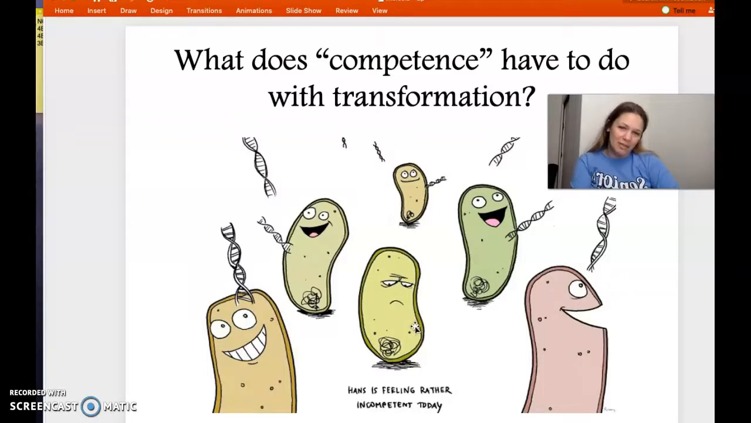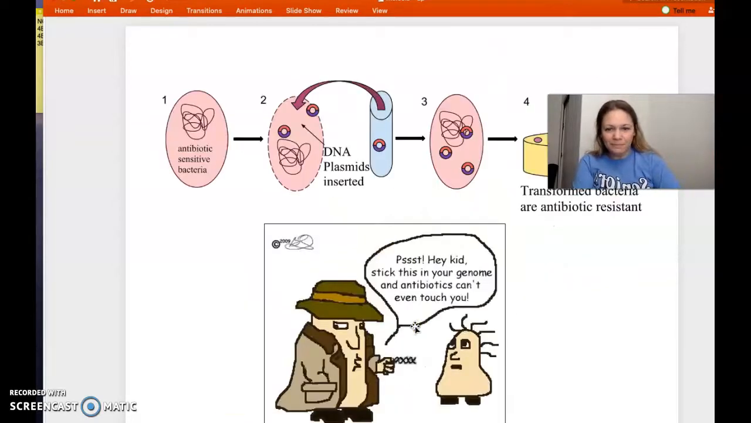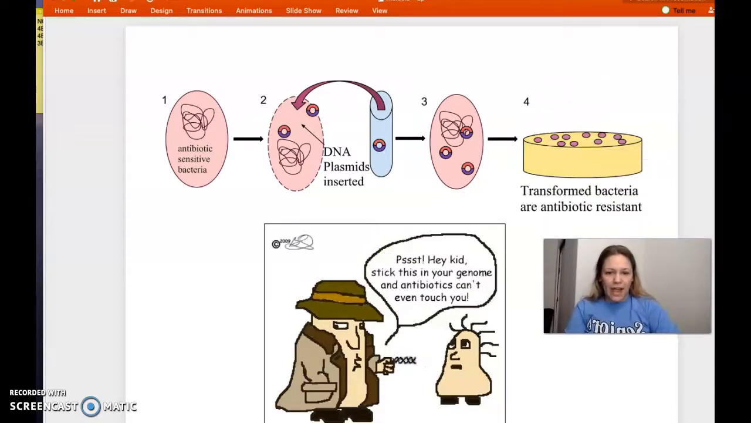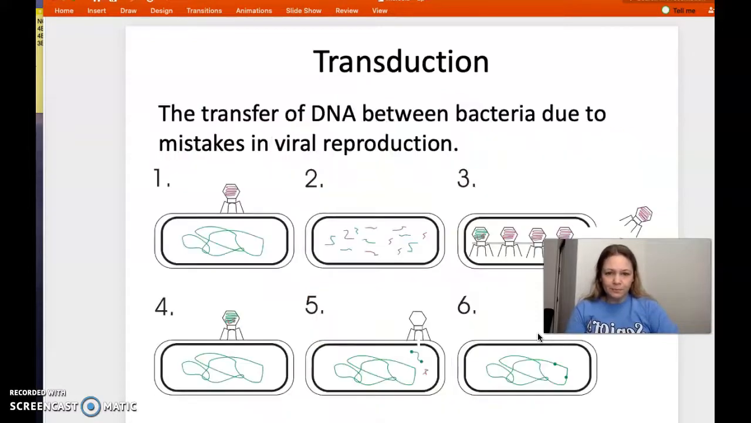This guy is incompetent because he's not taking up DNA. Okay, so just a little animation kind of reviewing what the lab looked like. This concept is really important because this is one of the ways that antibiotic resistance develops.